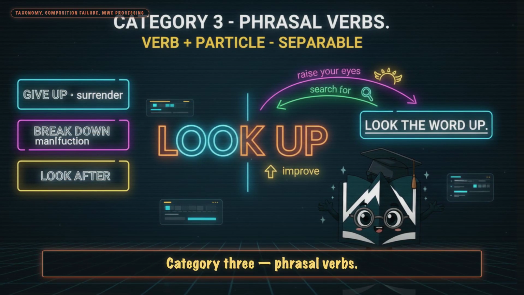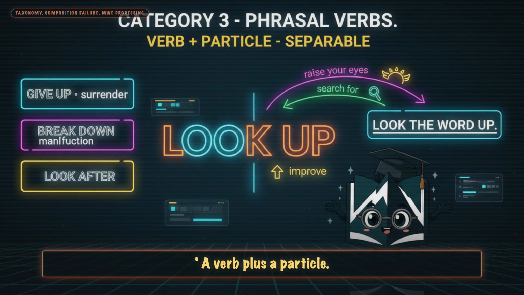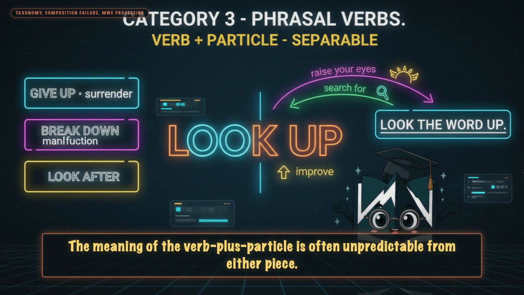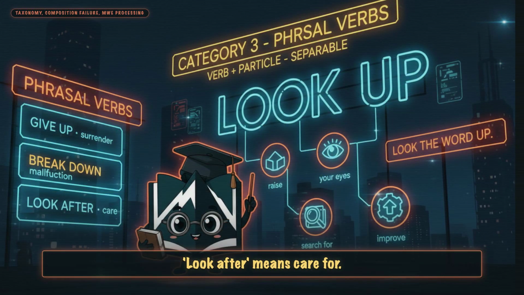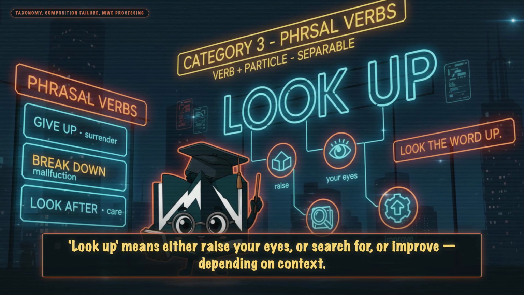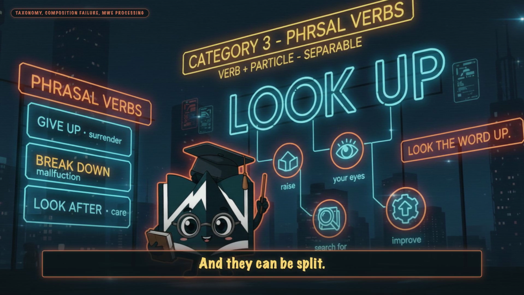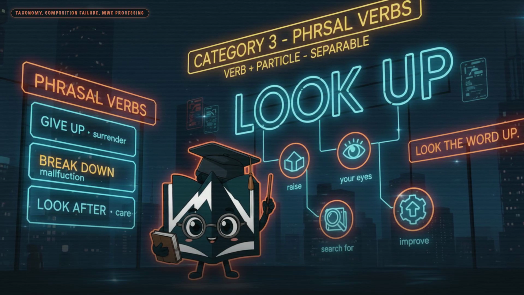Category 3, phrasal verbs. Give up, break down, look after: a verb plus a particle. English has thousands. The meaning of the verb plus particle is often unpredictable from either piece. Look after means care for. Look up means either raise your eyes, or search for, or improve, depending on context, and they can be split: look the word up, which is why word-level tokenizers get them wrong.